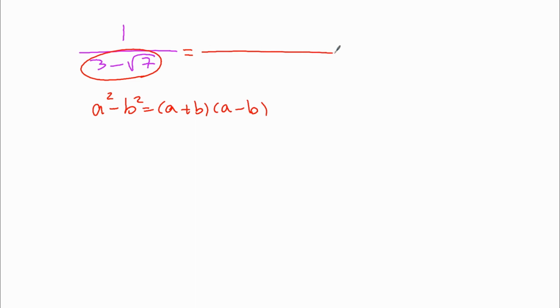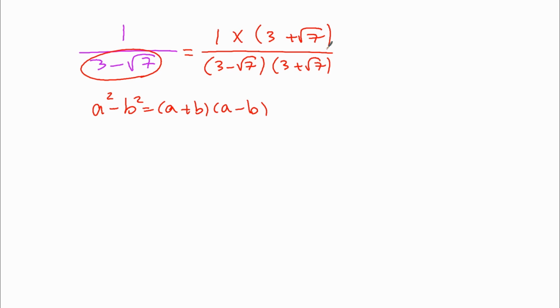So if we have 3 minus the square root of 7, we need to times it by 3 plus the square root of 7. So that is what we are going to do. 3 minus the square root of 7, times 3 plus the square root of 7. If we times this by 3 plus the square root of 7, we need to do the same thing to the top, because we need to keep the fraction the same, left and right. So we are timesing both the numerator and denominator by 3 plus the square root of 7.